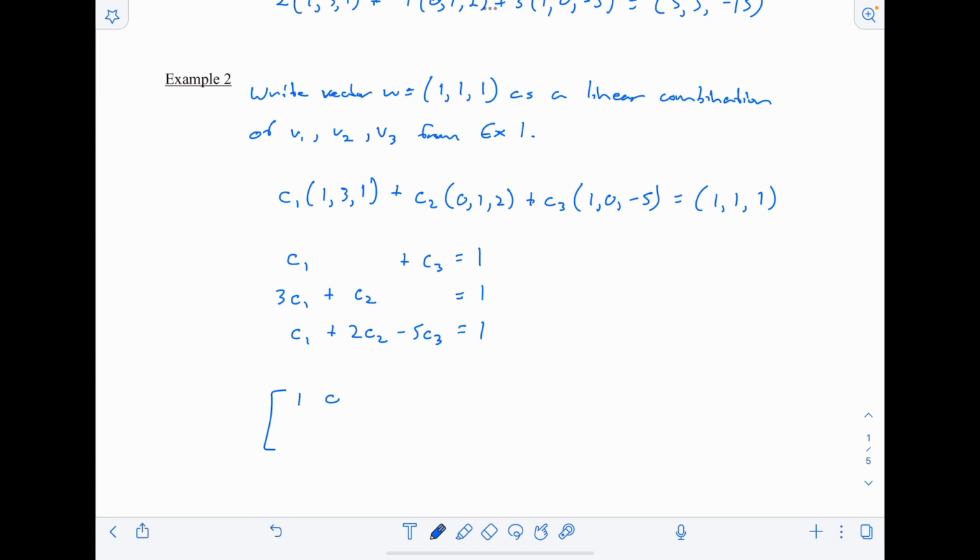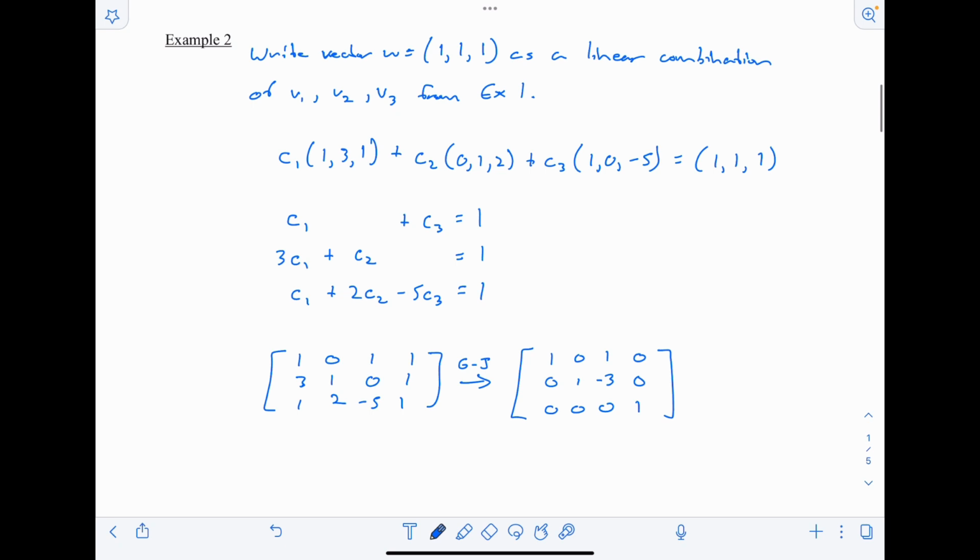We're going to go 1, 0, 1, 1, 3, 1, 0, 1, and 1, 2, negative 5, 1. And again, if we apply the Gauss-Jordan method here, what we end up with is the matrix 1, 0, 1, 0, 0, 1, negative 3, 0, and 0, 0, 0, 1. So in this case, because we have that last row of 0, 0, 0, 1, that actually tells us that this system is inconsistent, that there actually is no solution to this.